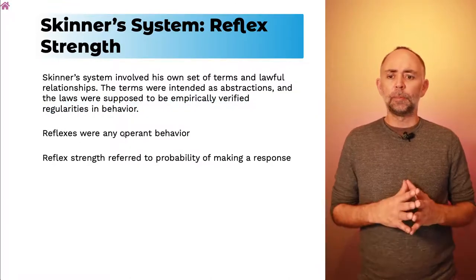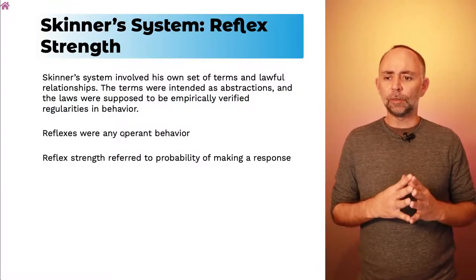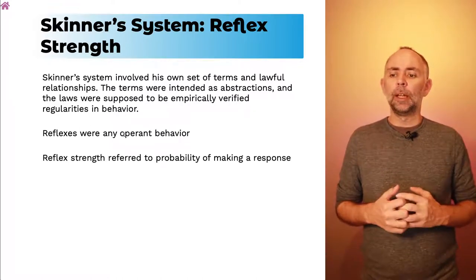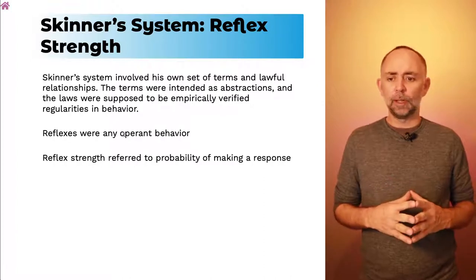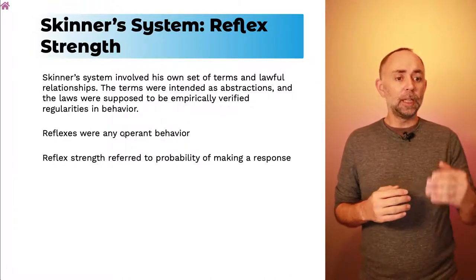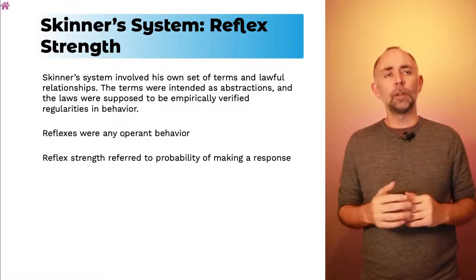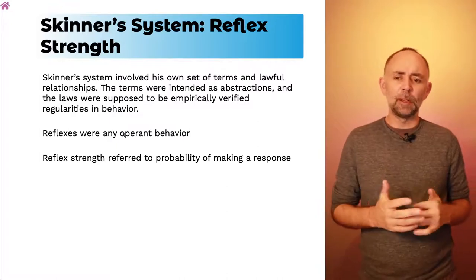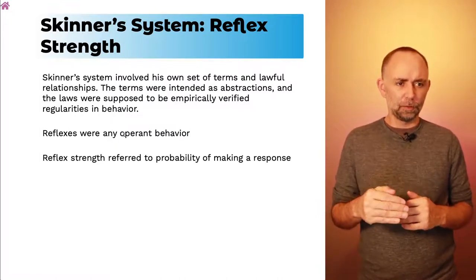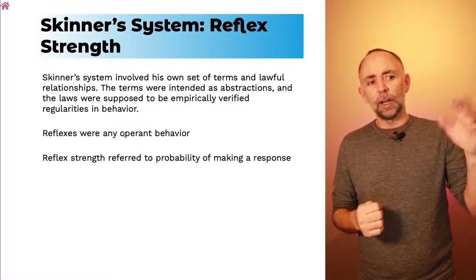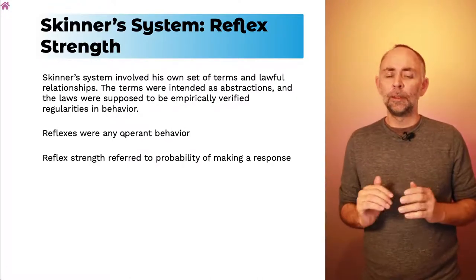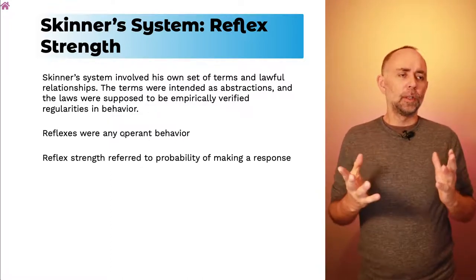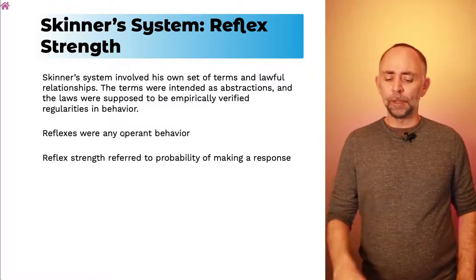So he talked about things like reflex strength, where a reflex was any operant behavior, and a reflex strength was this notional probability of making that behavior. So like maybe Coco's, my cat, and her little paw movement thing doesn't happen that often, so that probably has a low reflex strength. But if it was something that happened a lot, or if I could somehow train her to do it a lot, then that would have a higher reflex strength. So the concept here is just a word to describe the probability of something happening.